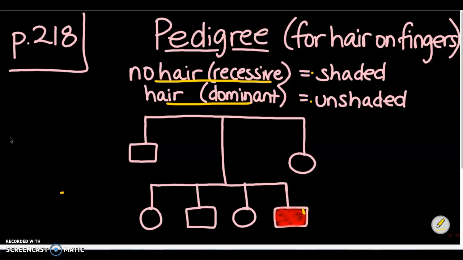So the first question it's asking you, what does this circle represent? Well, we remember back when we were reading this section, we know that the circles, like these, represent female. So the circles are going to equal a female.